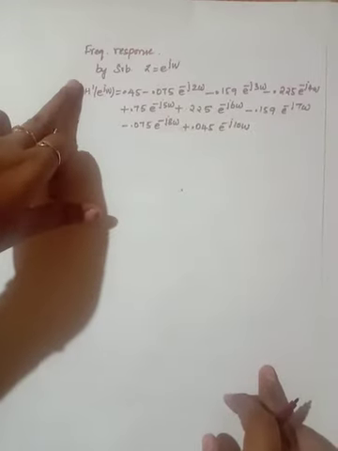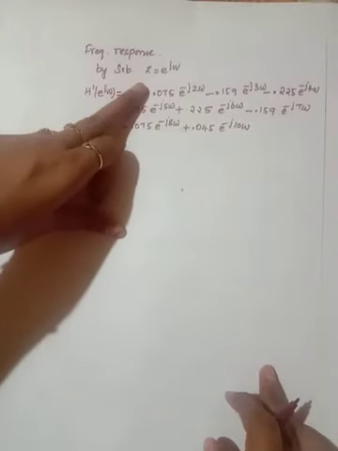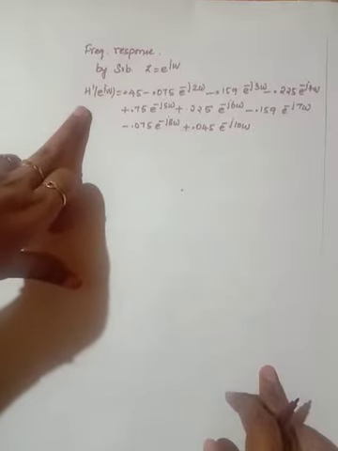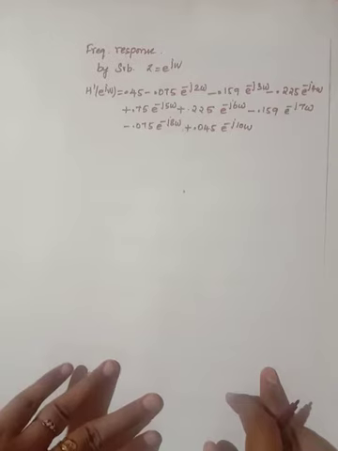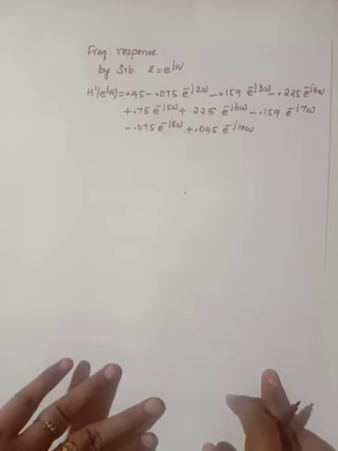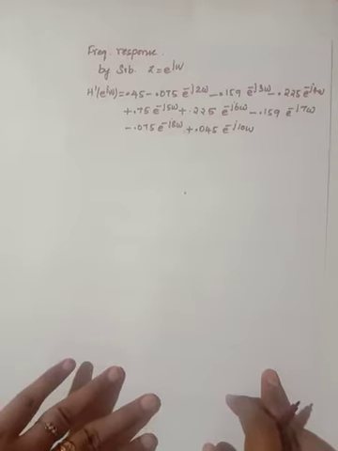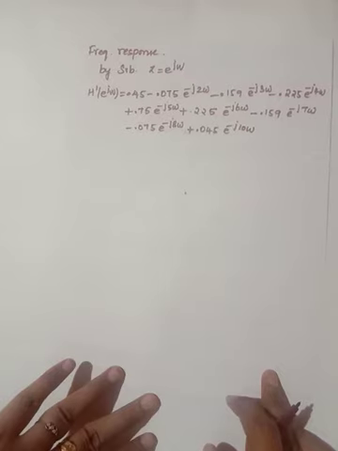Next, if we want to obtain the frequency response, put z is equal to e power j omega and find H dash of e power j omega. So this is the procedure for finding the transfer function of a filter using the Fourier series method.